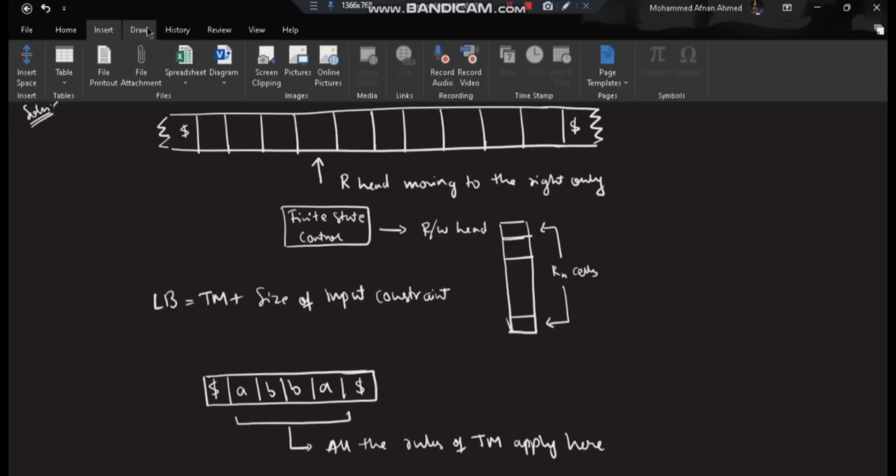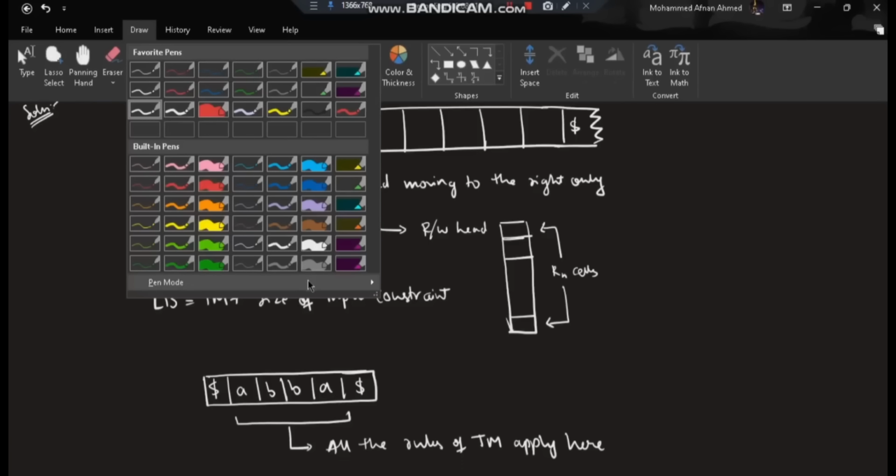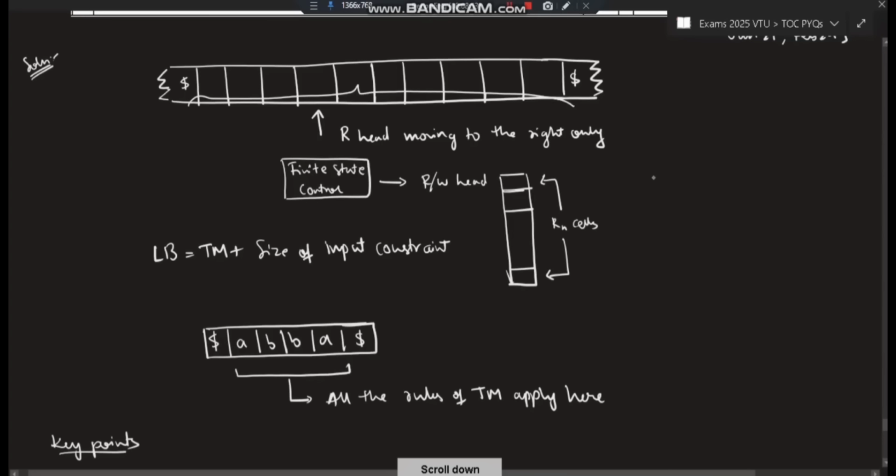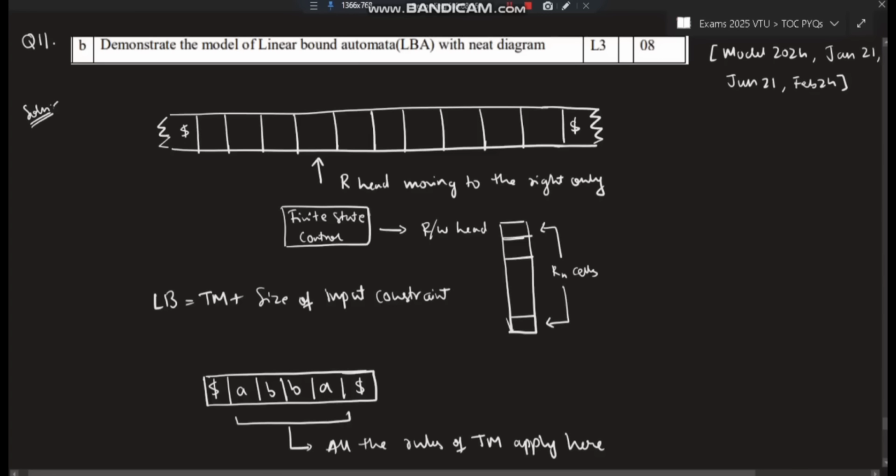So for LBA, the key point to remember is to make a diagram like this, with a tape, and the ending will be a dollar here, with starting and ending states. Here the length is constrained, it is not unlimited as in the Turing machine. There is a finite state control, and this is the read write head, and the head moves to the right only. It will never move to the left. That is the difference between TM and LBA.